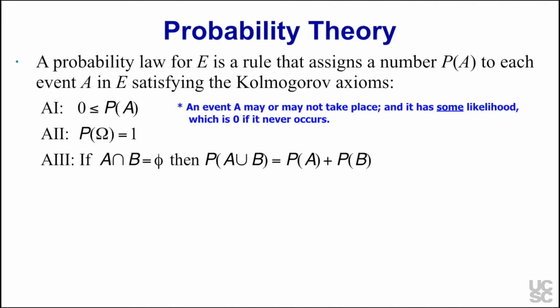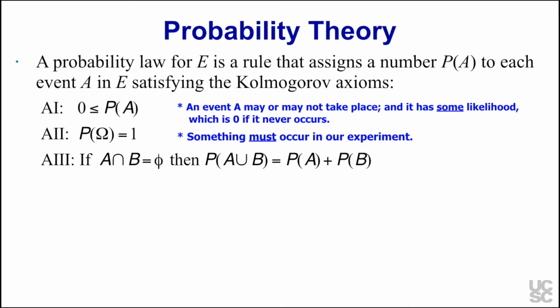So the first axiom corresponds to our intuitive notion that an event A may or may not take place, and it has some likelihood. And for convenience, if it doesn't occur, we assign a 0 to that case. And once we have made this convenient assumption, then from the intuitive notion that an event may or may not take place and it has some likelihood, it follows that the probability of any event A has to be larger than or equal to 0.